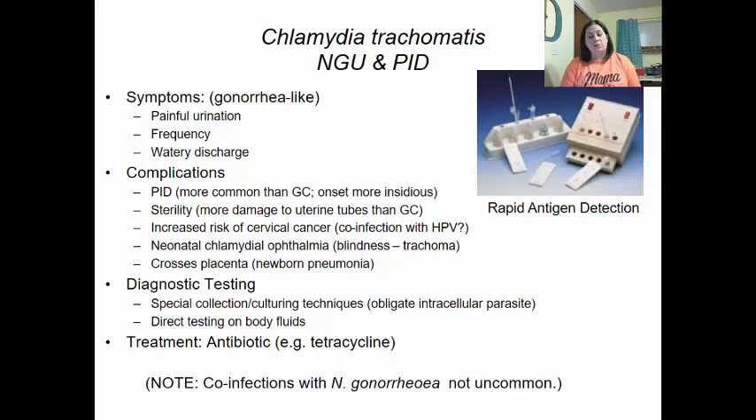Diagnostic testing is through special collection culturing techniques because these are also obligate intracellular parasites, and we have to do direct testing on the body fluids. Treatment is antibiotics, and the treatment of choice is tetracycline. A note here is co-infections with gonorrhea are not uncommon. It can actually have both, which then progresses and causes those complications of PID to be more present. And this is especially true in females.